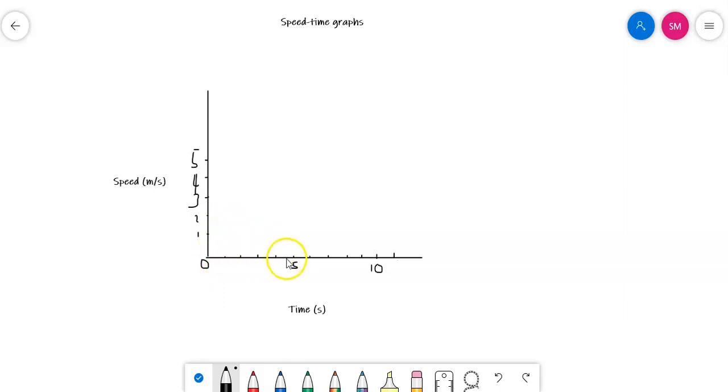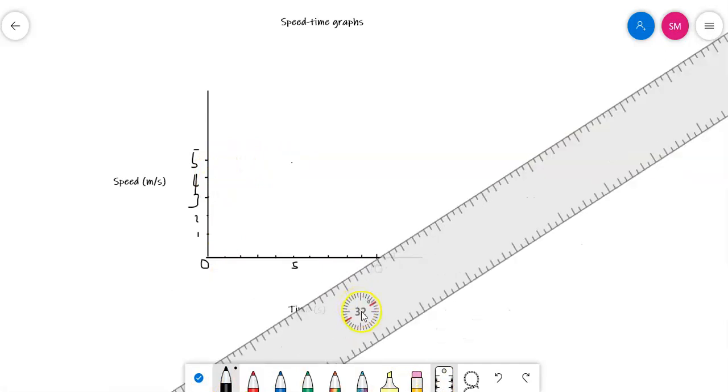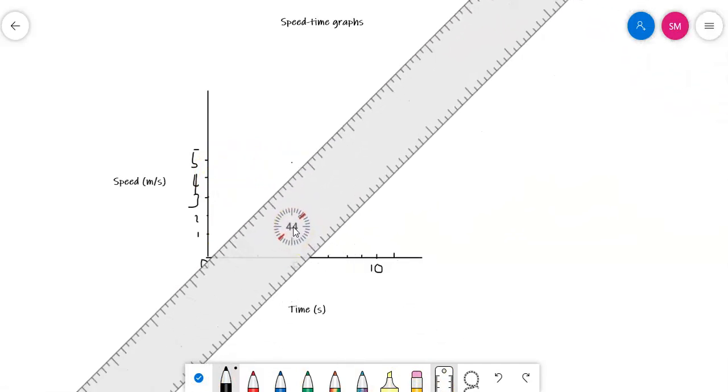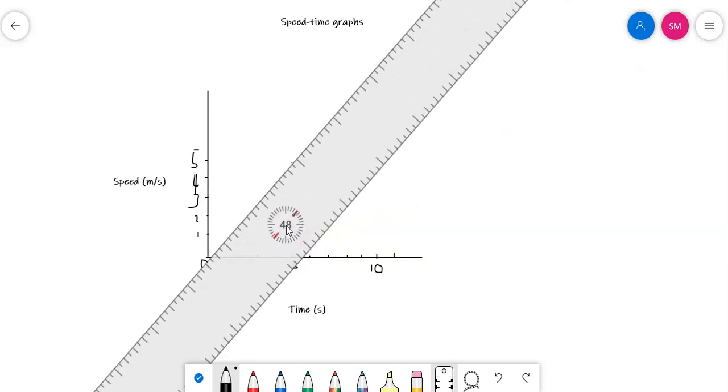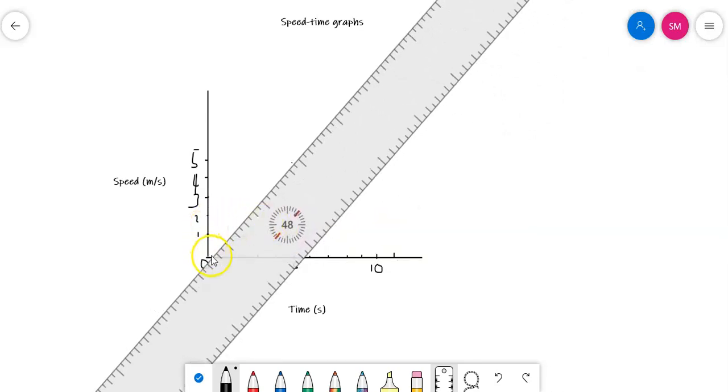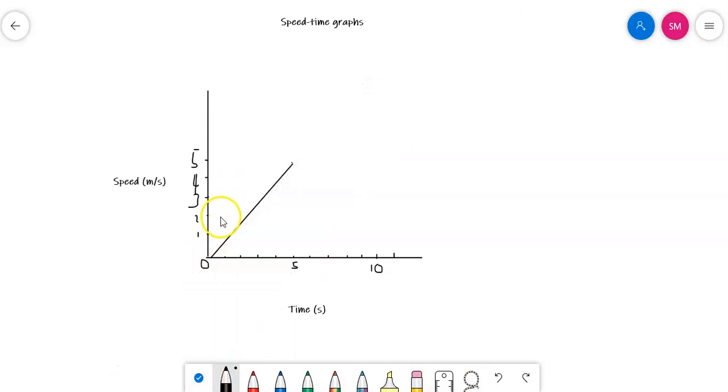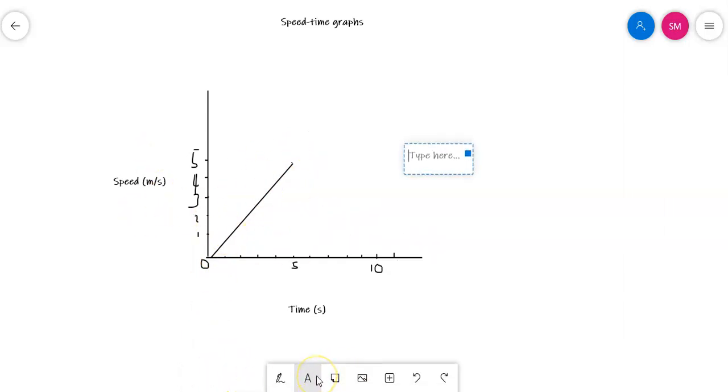And we'll do that until we get to 5 seconds. So that would look something like this. We'll have a line that's showing an object that is increasing its speed. Just pretend that it starts at 0. From 0 meters per second for 5 seconds, it's increasing its speed by 1 meter per second. So if we see a line like this in a speed time graph, that is telling us that the object that is being described in this graph is accelerating.